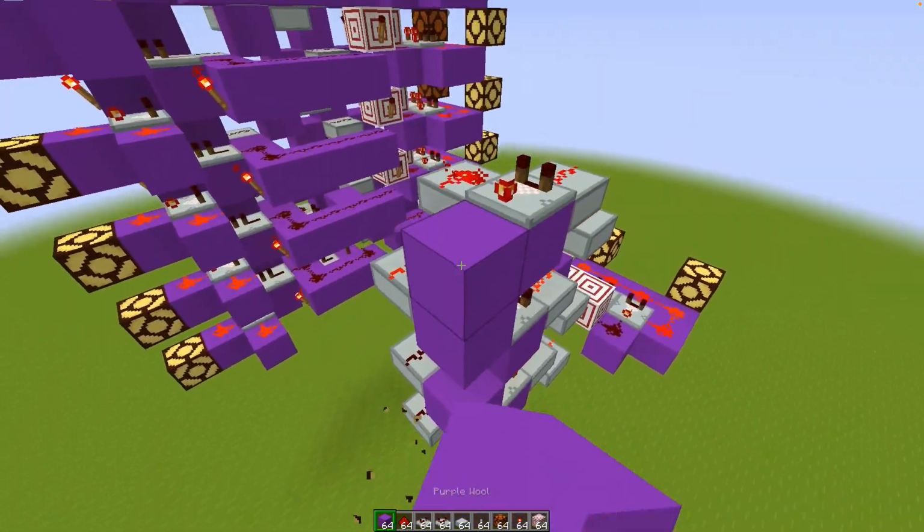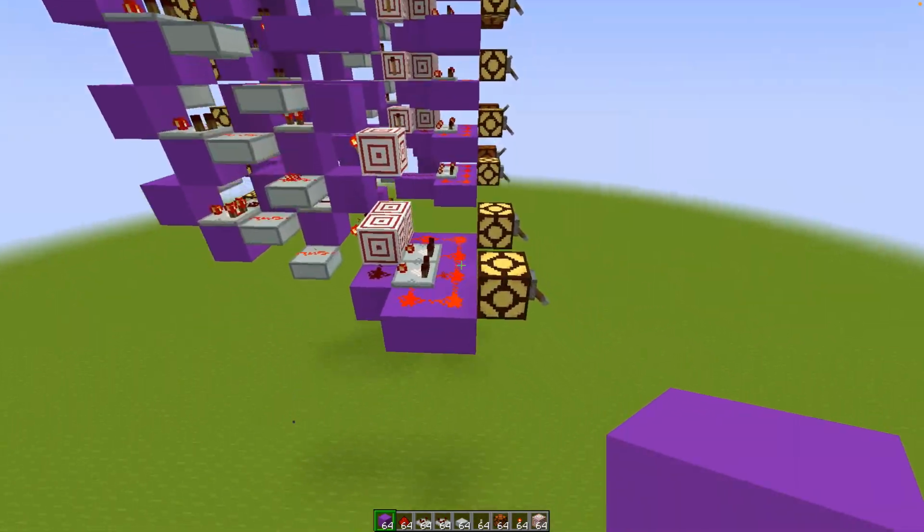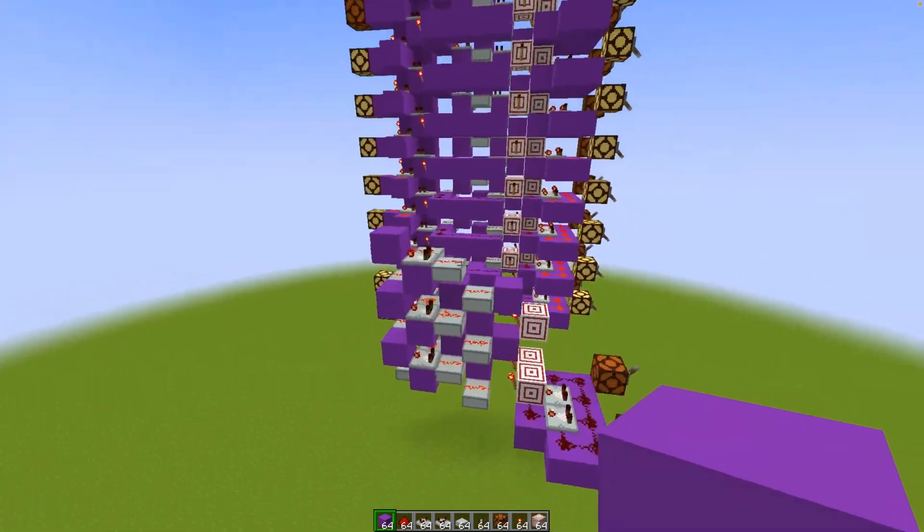Now we're not going to put our lamps here. This is just the carry tower. We need to hook this up to another XOR.